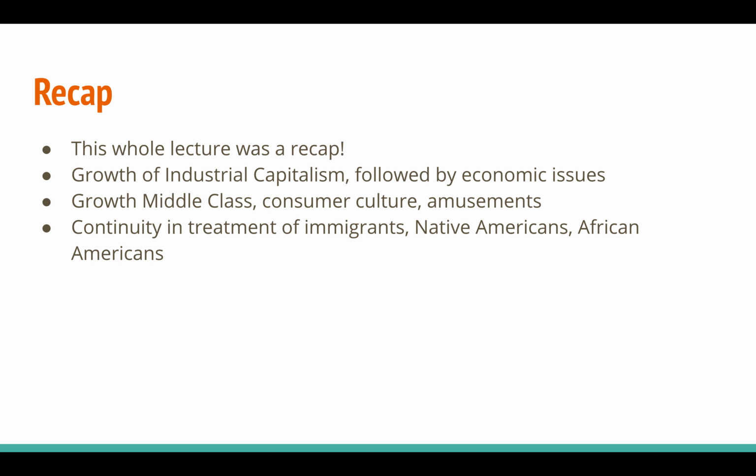All right, so here's the recap. Well, this whole lecture was a recap of everything that happened in period 6, so I won't belabor anything too much. Just know that one of the biggest developments in this period is the growth of industrial capitalism, and that was followed by some economic issues like the growing gap between the rich and the poor, the debate on currency and the gold standard, and the continued panics that plagued the United States from over-speculation. We have the growth of the middle class, growth of consumer culture, new amusements, and the continuity in the treatment of immigrants, Native Americans, and African Americans.